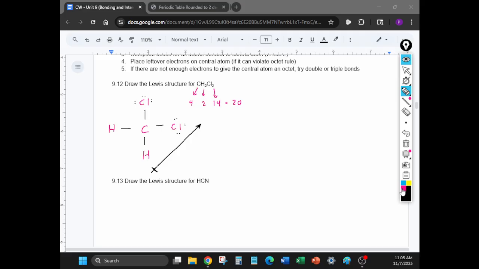Let's look at HCN now. We have 1 for the hydrogen, 4 for the carbon, and 5 for the nitrogen. That's a total of 10. We know that carbon needs to be in the middle, and so we're going to put H and N next to it. We're going to use 4 in order to get everybody connected, and then you're going to see that you're going to need a triple bond here and a lone pair on nitrogen. That's how you get to 10. And then for the polarity, nitrogen is the most electronegative, so there's going to be a polarity towards nitrogen.